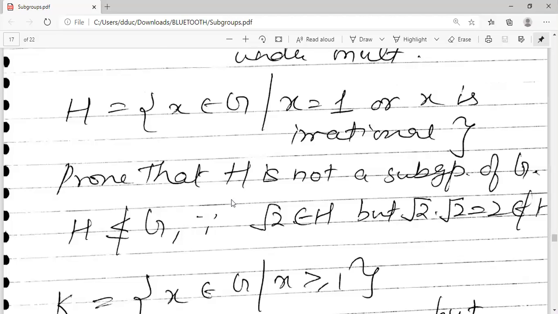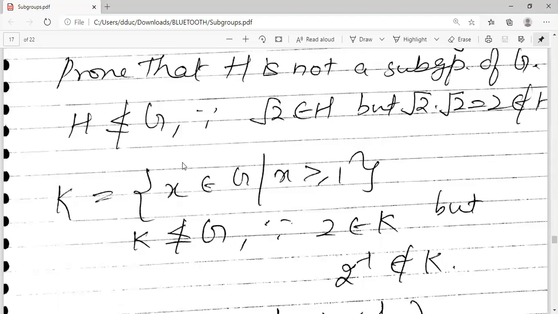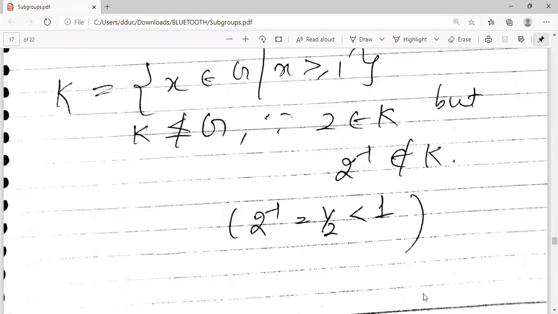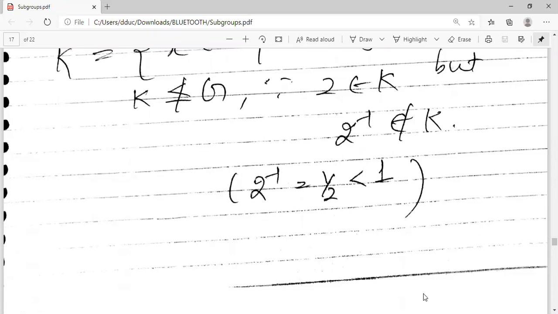Now there is another subset K, the set of x belonging to G such that x is greater than or equal to 1. Then K is also not a subgroup of G. Why? Because 2 belongs to K, since 2 is greater than 1. But 2 inverse does not belong to K, because 1 upon 2 is less than 1, so that does not belong to K. So the inverse of the element is not there.